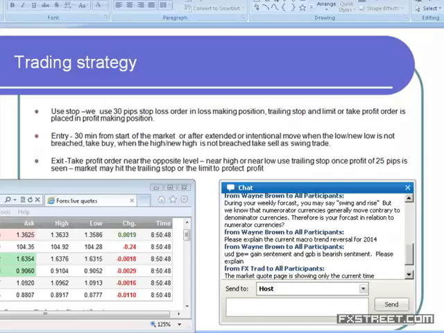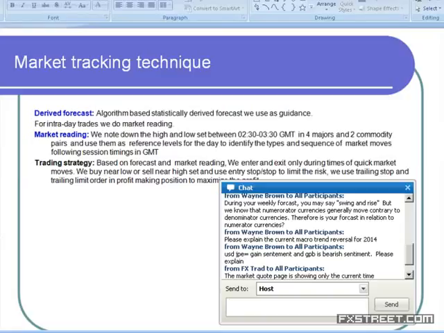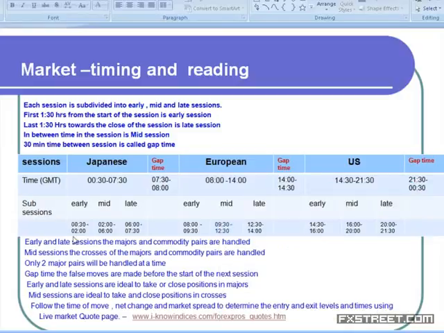Right. During our weekly forecast, you may say swing and rise. But we know that numerator currencies generally move contrary to the denominator currencies. Now, as far as the swing and rise and swing and drop moves are concerned, we need to understand, as I explained with the help of the market timings. With regard to the market timings, in the early session they try to make either an upward swing or a downward swing. So the gap time move will indicate whether it's going to be a downward swing or an upward swing.